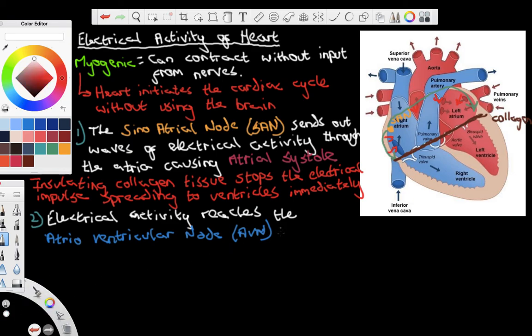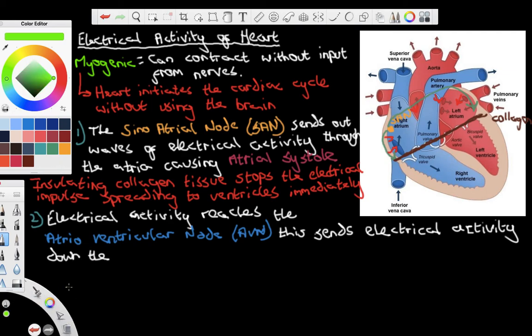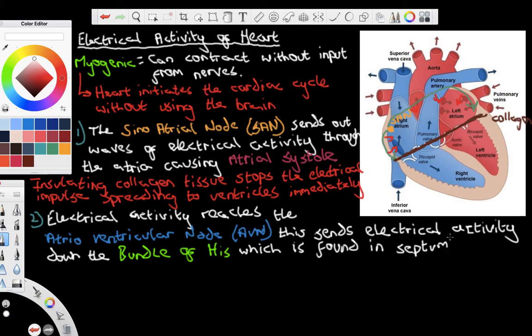So this sends electrical activity down the bundle of His, and I'll do that in green. Down the bundle of His. Okay. And we can just put which is found in the septum. So we've got the AVN, which is found here. So this is my AVN.